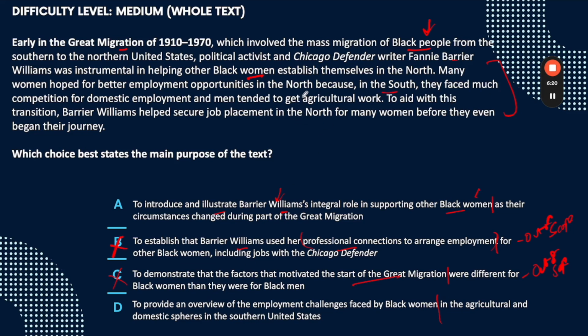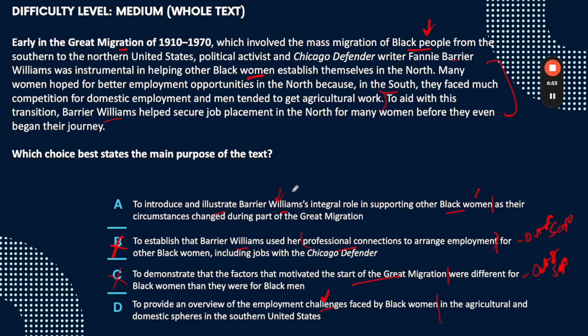But is that the focus of the text? Is that what the text is trying to convey? Or the reason why the problems are being mentioned to us is because they want to tell us why they required help from Barry Williams or how Barry Williams came into the picture. That's the reason, right? The reason why the employment challenges are even talked about in the text is because they want to talk about how Barry Williams helped them. So clearly the focus is not the employment challenges, the focus is on Barry Williams.